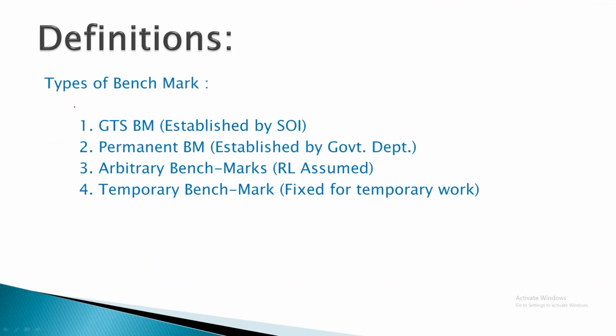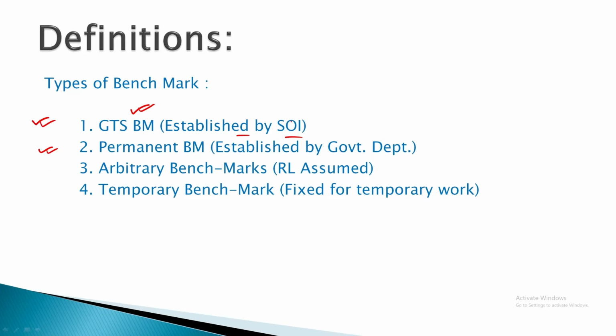There are various types of benchmarks. So what are they? First one is the GTS benchmark. What is the full form of GTS? That is Great Trigonometrical Survey, which is established by the Survey of India for India. Now what are the others? Like the permanent benchmark. This is established by government departments like PWD. For determining this permanent benchmark they also consider the GTS benchmark, and considering the GTS benchmark they make another reference benchmark, and that is also a permanent benchmark. That means it can also be used for construction.